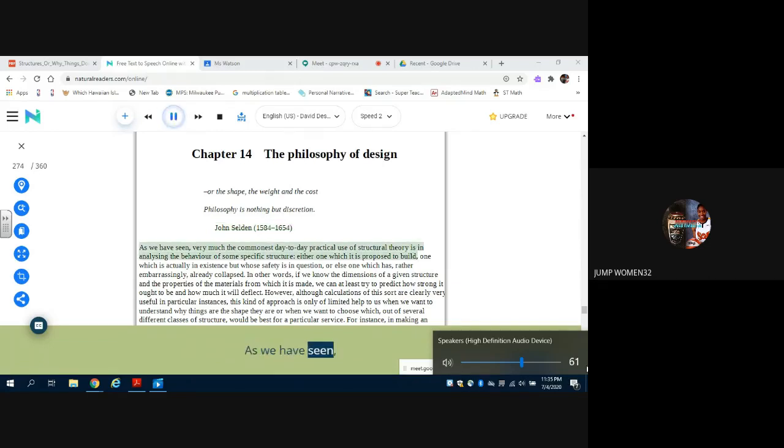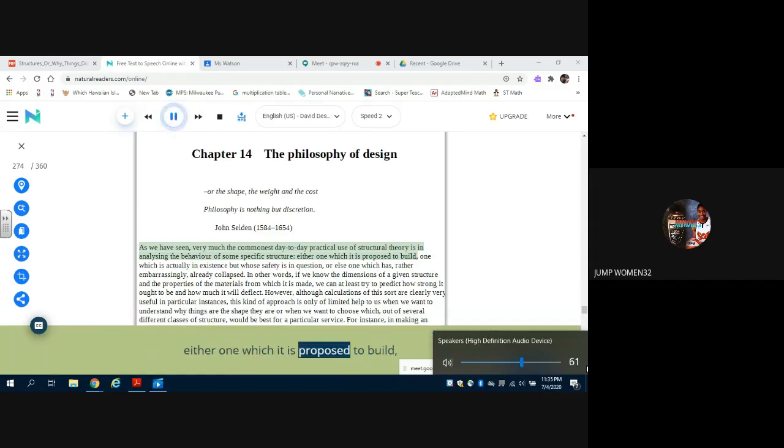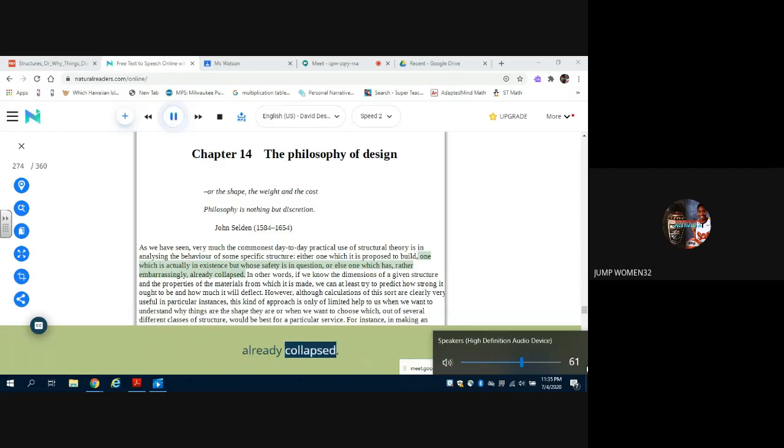As we have seen, very much the commonest day-to-day practical use of structural theory is in analyzing the behavior of some specific structure, either one which it is proposed to build, one which is actually in existence but whose safety is in question, or else one which has, rather embarrassingly, already collapsed.